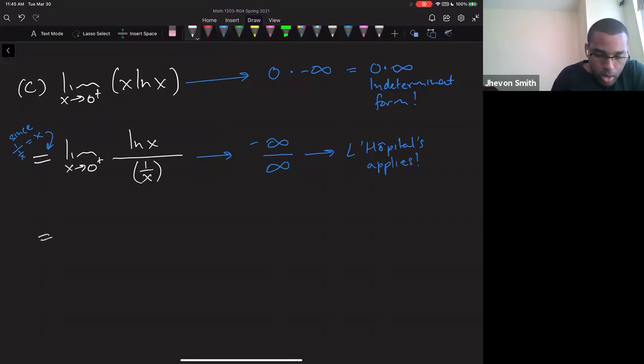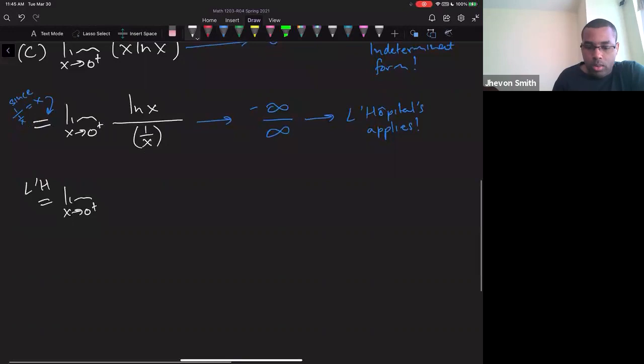So according to L'Hopital's rule, you have to say it in the French accent or it might not work. We can just differentiate the top, differentiate the bottom. Derivative of ln x is 1 over x. Derivative of 1 over x is minus 1 over x squared.